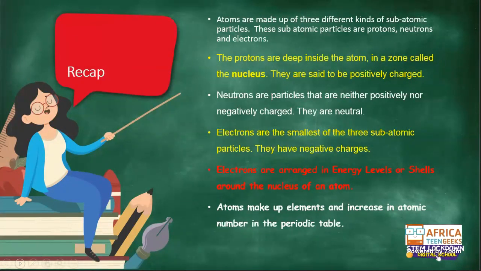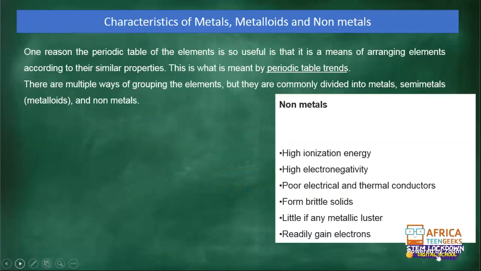Now, atoms make up elements, and they increase in atomic number in the periodic table, like I showed you yesterday. So we'll discuss it in greater detail today. Let's see what the characteristics of metals, metalloids, and nonmetals are.